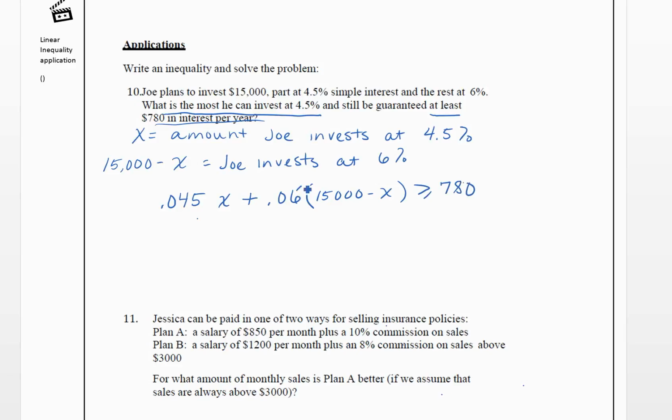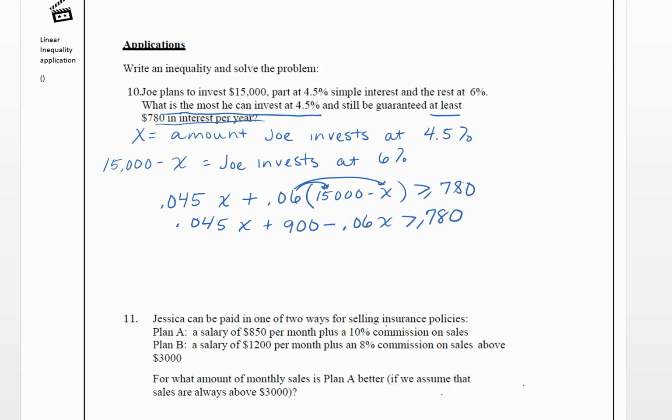So the first thing I'm going to do will be distribute this 0.06. So we'll have 0.045x plus, I'll do 0.06 times 15,000, which is 900, minus here we'll do 0.06 times x, so 0.06x is greater than or equal to 780.